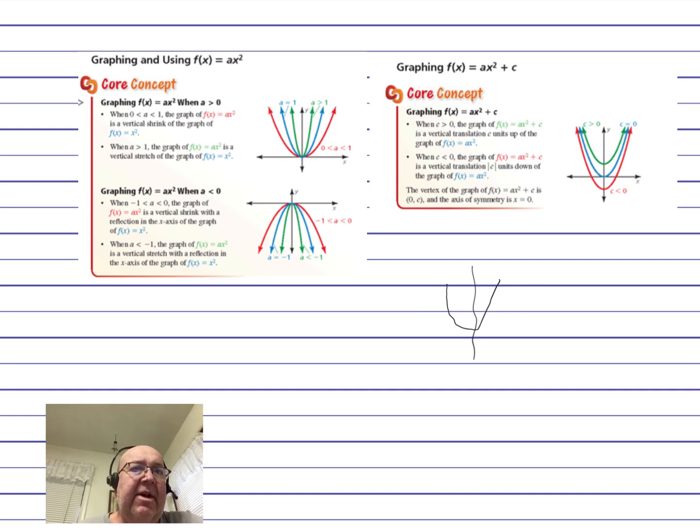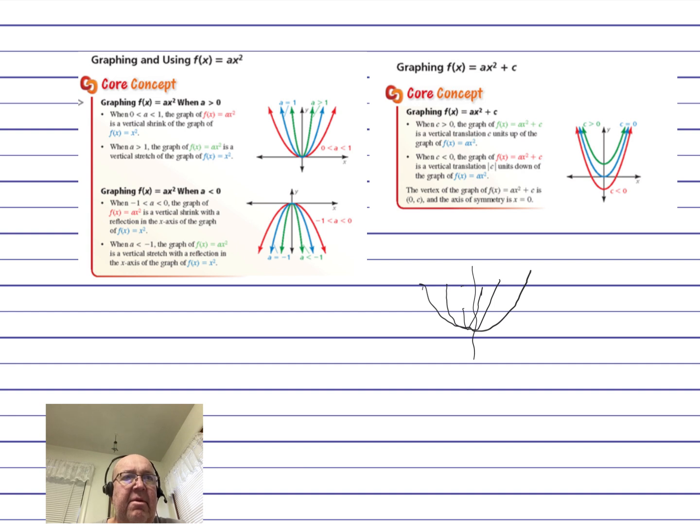If we multiply that by a number greater than 1, that shape is going to get narrower or tighter. If we multiply it by a number between 0 and 1, that shape will get wider, so a fraction will make it wider. Also, if we multiply it by a negative number, it's going to open downward. Multiply it by a positive number, it's going to open upward.